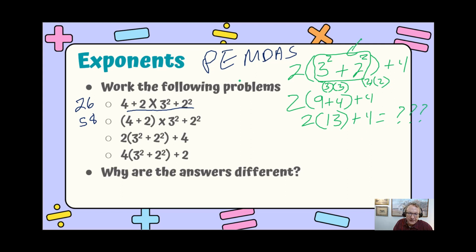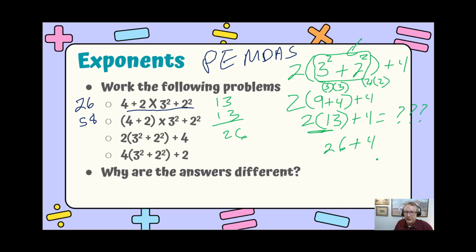Let's think about it. So we've done parentheses. We've done exponents. What about multiplication? Is there any multiplication that hasn't been done? Well, there is. 2 times 13. What's that? Yeah, that's right, Ty. That's repeated addition, so that's 26.